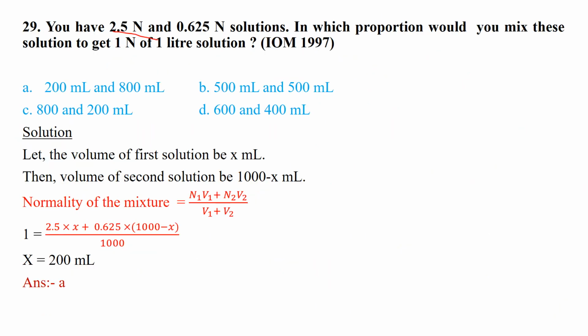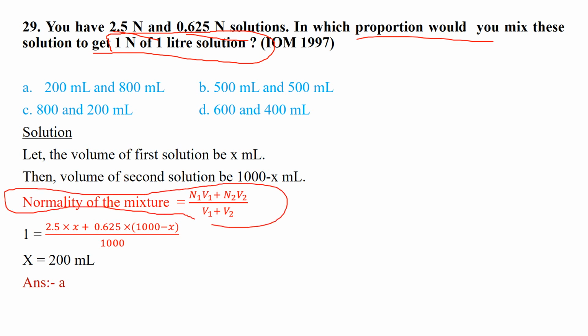You have 2.5 normal and 0.625 normal solution. In which proportion would you mix these solutions to get 1 liter of 1 normal solution? You have to just remember this formula: normality of the mixture is equal to N1V1 plus N2V2 divided by V1 plus V2. Let the volume of the first solution be x ml, then the second solution will be 1000 minus x, because the mixture has a volume of 1 liter, which means 1000 ml. The value of x is 200 ml, then the other will be 1000 minus 200, that is 800. So the answer will be A.